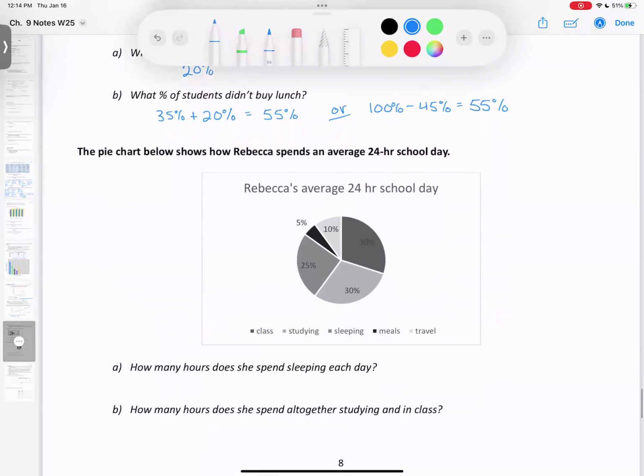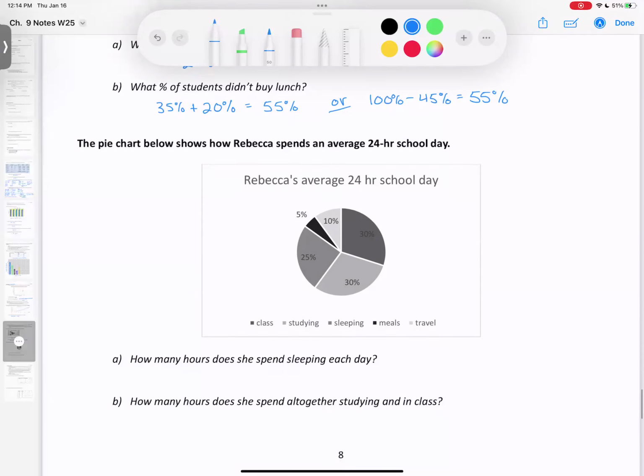Let's take a look at the next pie chart. So here we have a student, Rebecca, and this is how she spends an average 24-hour school day. And I realize this is all a lot of gray in here, so let's label these. So travel is our lightest gray right here. We've got meals in black.